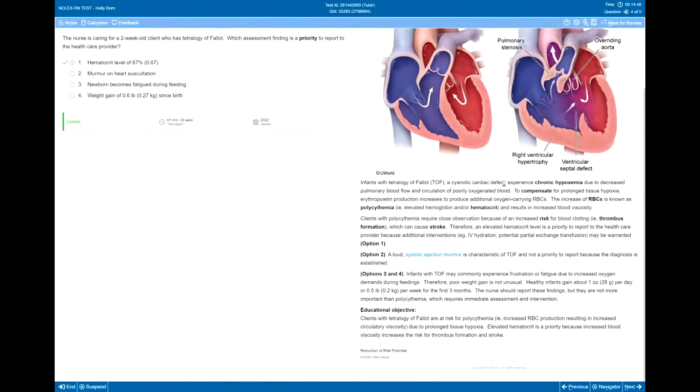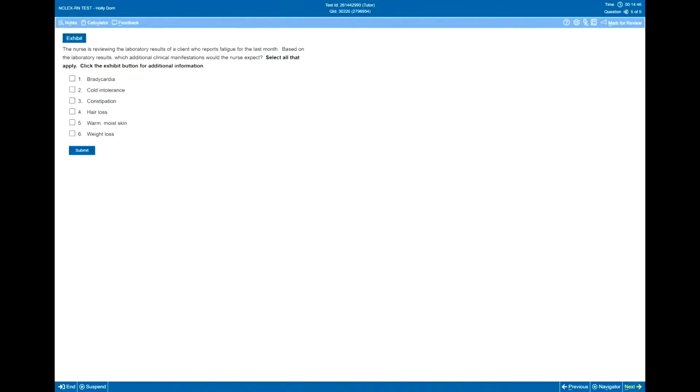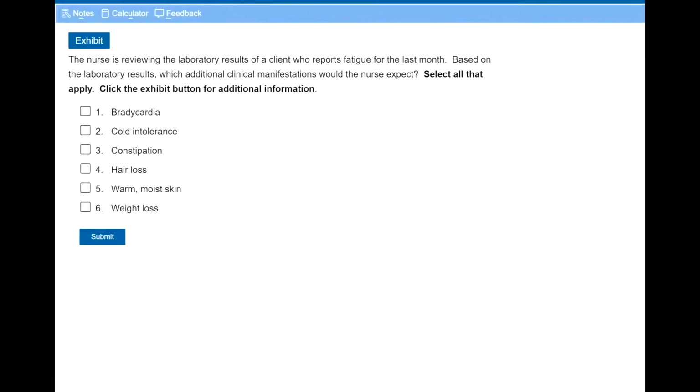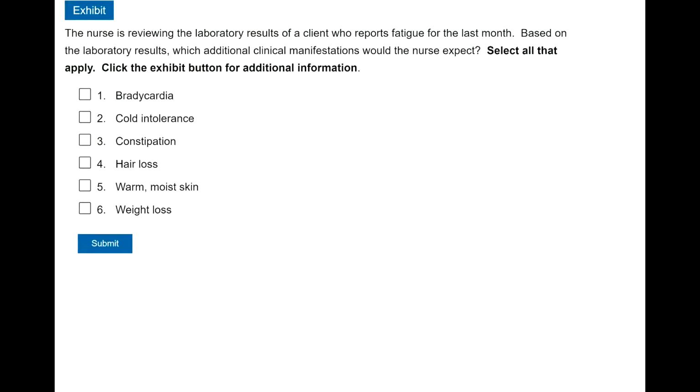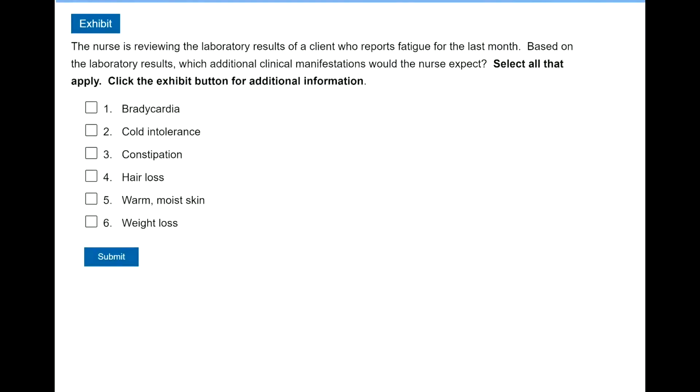We're going to go on to our last question here. We've got one more select all that apply for you. So I'm going to zoom in for a second. This question has an exhibit 2. As I said earlier, I like to read my question first, look at my answers, kind of figure out what's going on before I peek at my exhibit so I don't overwhelm myself with that.